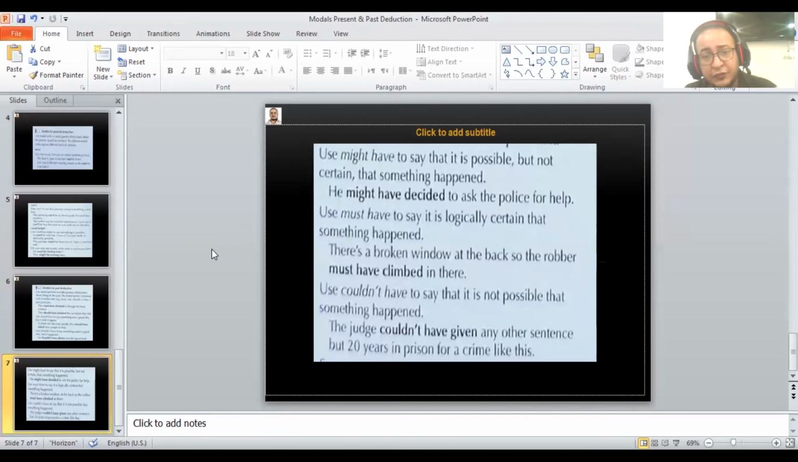Use could not have to say that it's not possible that something happened. For example, the judge could not have given any other sentence but 20 years in prison for a crime like this. Okay, we come to the end of our lecture for today.